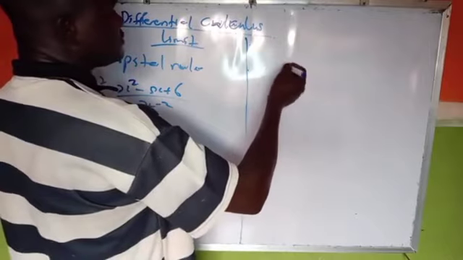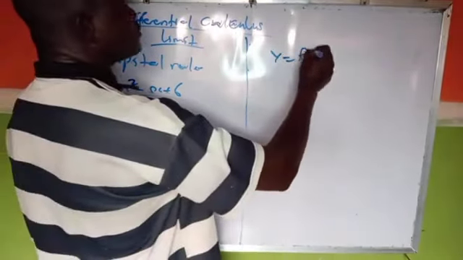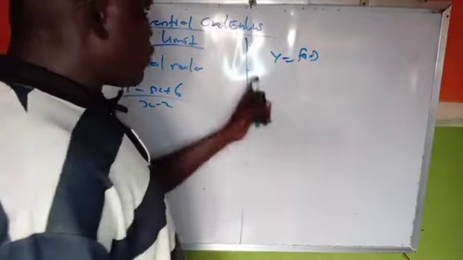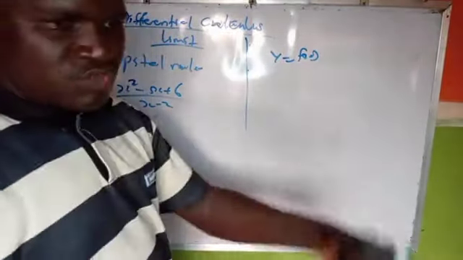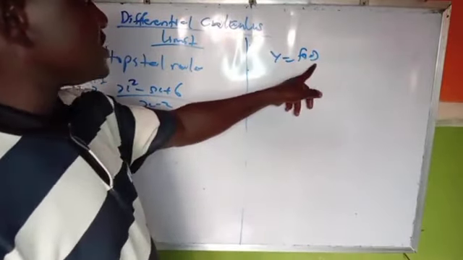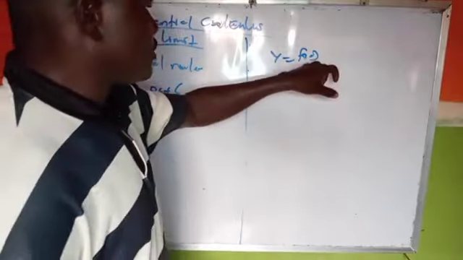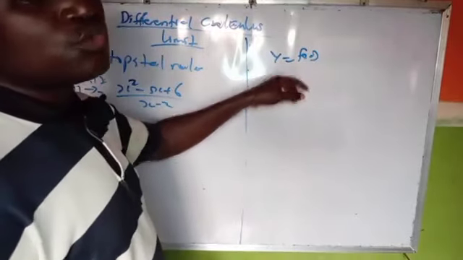Differential, what does it mean? Talking about the rate of change. That is, if y is a function of x, what differential calculus means is the rate of change. What will be the effect of the rate of change of x on y? That is, if there's a little change in this, what effect is it going to have?